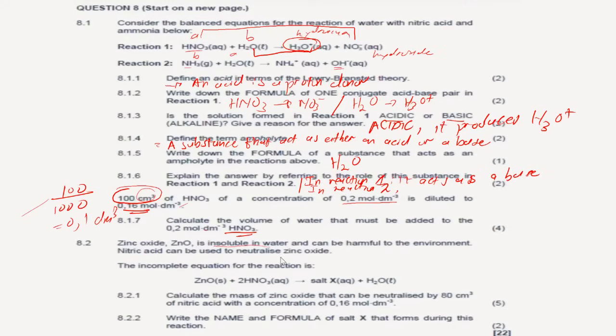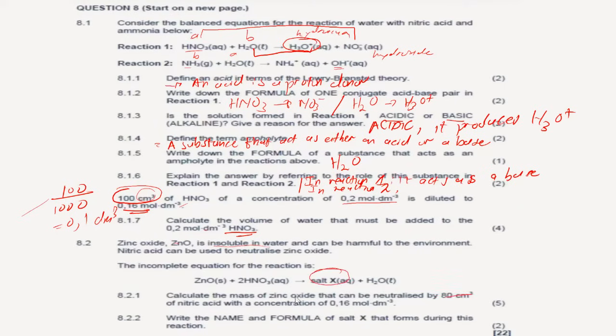Nitric acid can be used to neutralize zinc oxide. Luckily, we now know that zinc oxide is insoluble in water and does not dissolve in water, but we have the nitric acid to neutralize it. Then they say the incomplete equation for the reaction is given here, right? So we are given this.